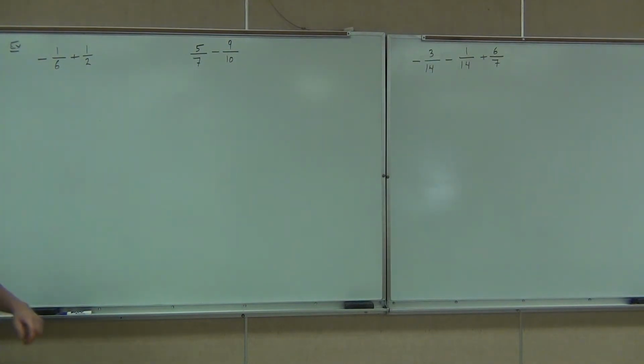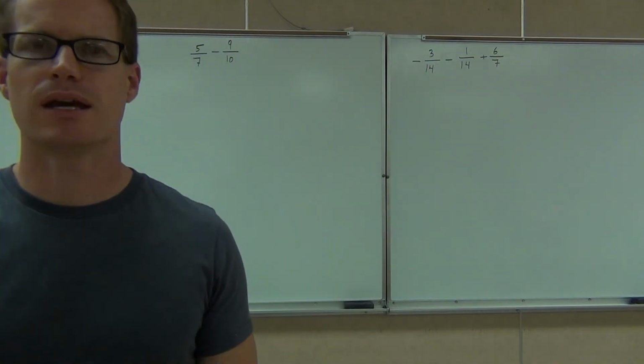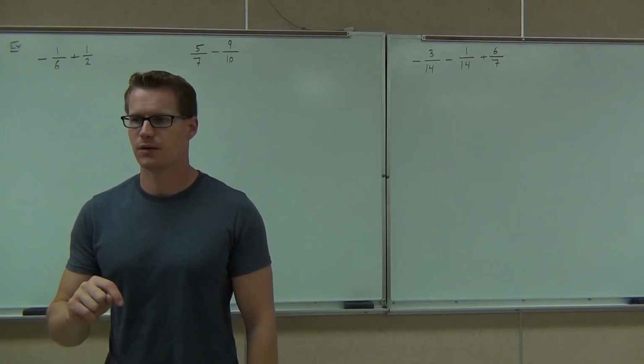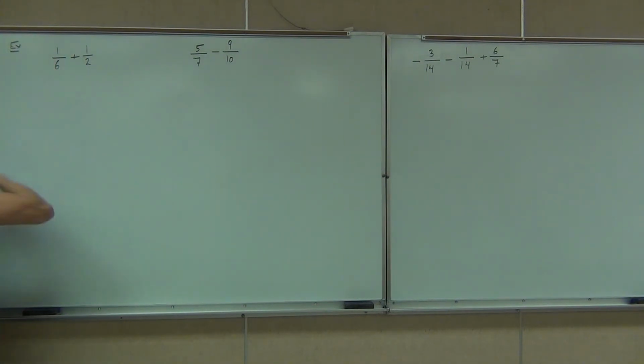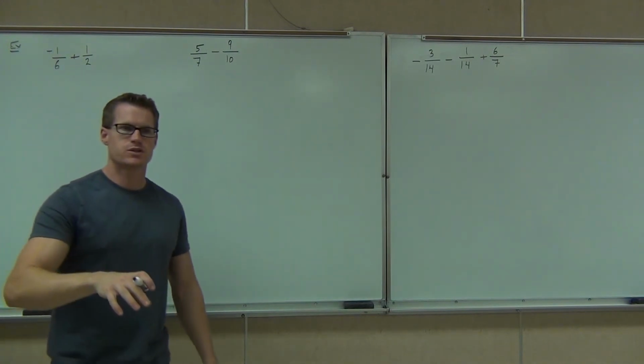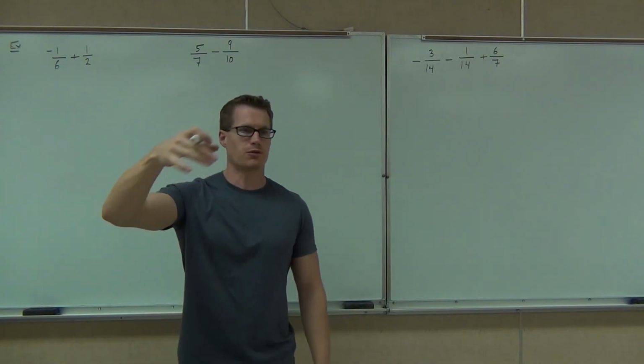Okay, so let's look at number one. We've got negative 1/6 plus 1/2. There's one thing I told you to do with that negative. What did you all do with that negative? I hope you put it on top. Yes, put it on top. That allows you in the next few steps to keep that negative on the numerator. That way when you add or subtract, it's easier. It's not up front, you don't have to worry about it.